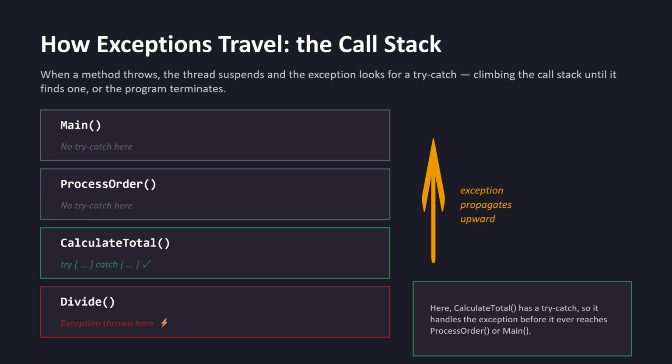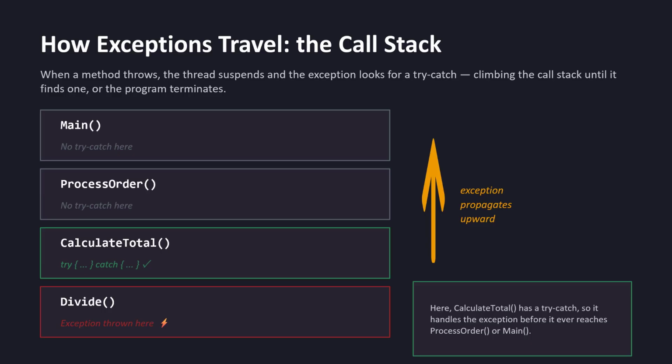So it's going to come into calculate total and look, does calculate total have a try-catch that's prepared to handle my exception? In this example, yes. We can see the green box with the check mark. Because calculate total has a matching catch block, the exception is going to be handled right here. It never needs to climb any further. Process order and main never even know anything went wrong.